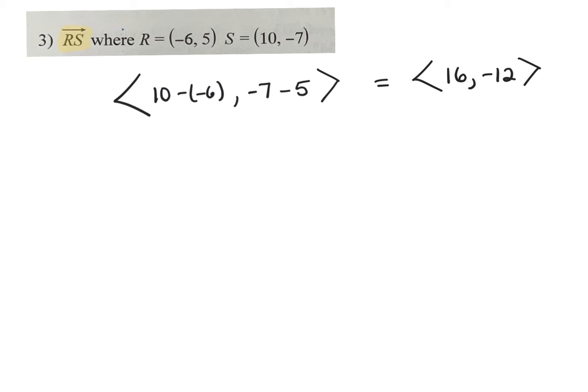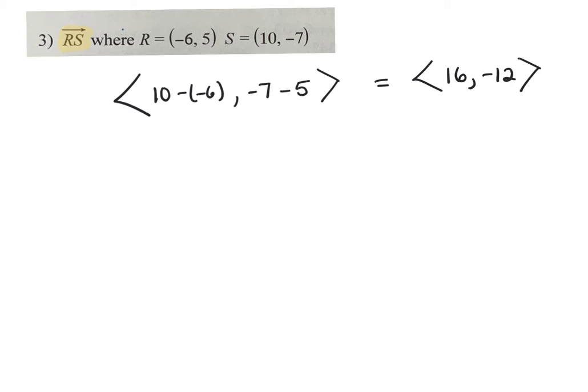Okay? So for the one where they didn't give it to me, if I want to get my component form, I am going to subtract my starting from my ending. How do I know which is my starting and my ending? Well, I'm going to look at how they wrote it. They wrote it R to S, so that means S is my ending, R is my starting. So if I want the component form here, I am going to say 10 minus -6 and -7 minus 5. And so my component form here will be <16, -12>.